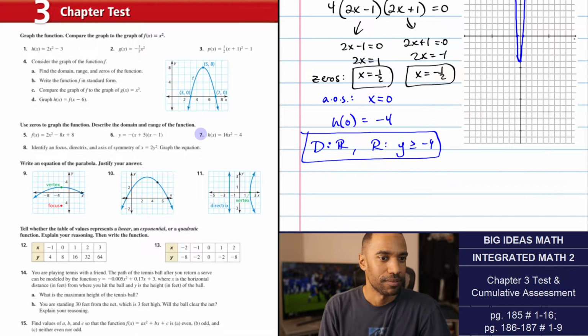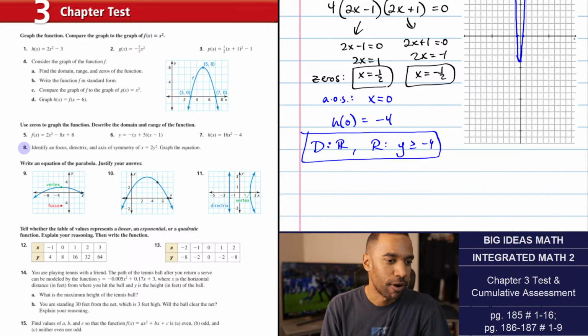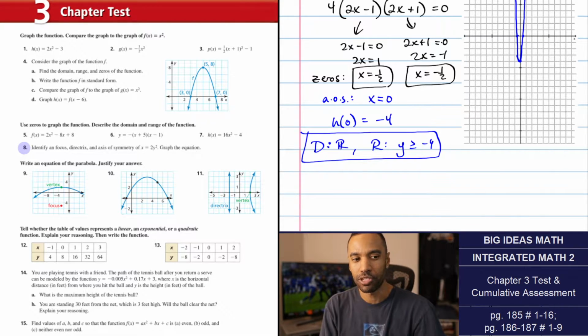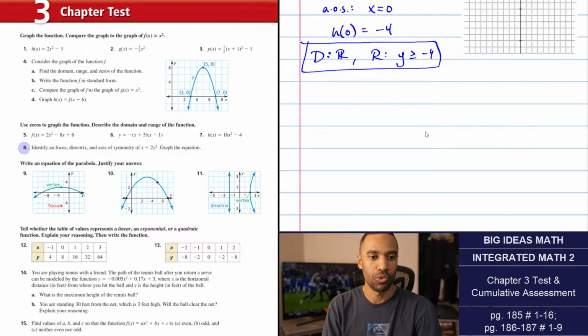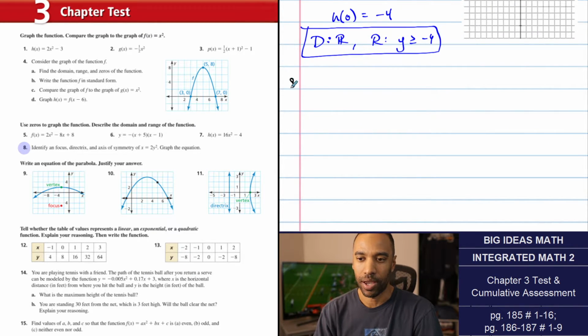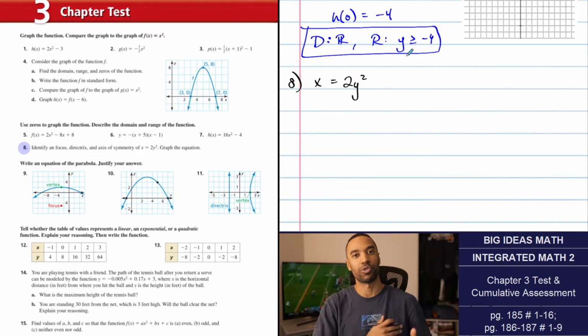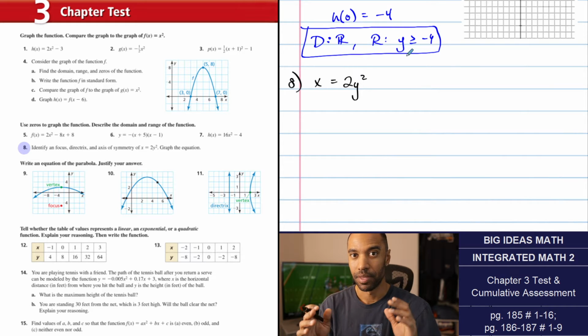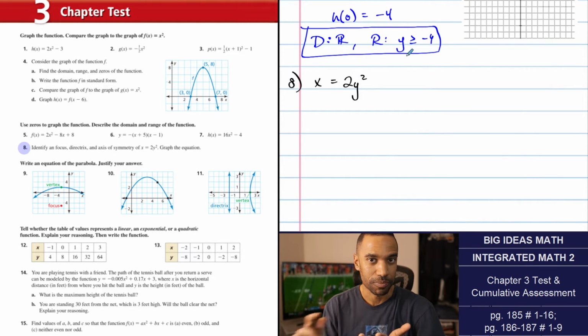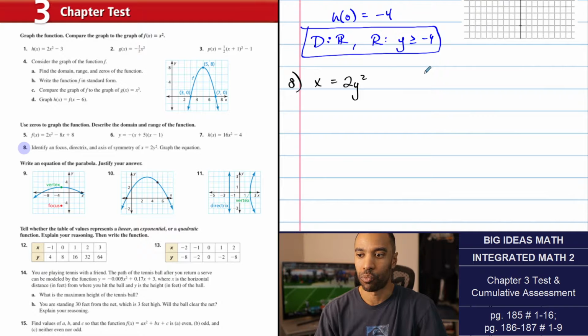Number 8. Oh, I forgot we did this in this chapter. Identify the focus, directrix, and axis of symmetry of x equals 2y squared. Graph the equation. Okay. X equals 2y squared. If you recall, x equals y squared equations are sideways parabolas. They're not functions. This graph is going to open to the right. It's going to be looking like that.